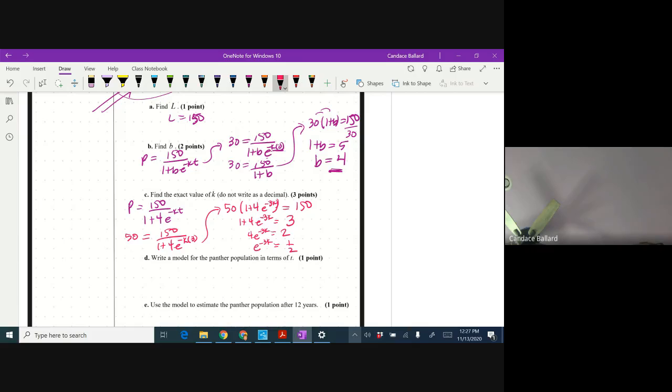I should have left myself a little bit more space. What am I going to do now to get rid of the e? Gabby, you had it up there before I even... Okay, you're way too far ahead of me. All right, so these guys are going to cancel. I now have negative 3k equals the natural log of 1/2. I'm going to divide by negative 3, or multiply by negative 1/3. So k equals negative 1/3 natural log of 1/2.